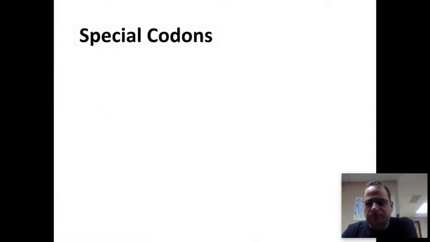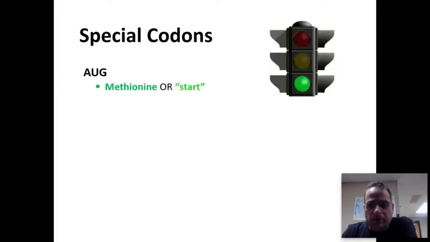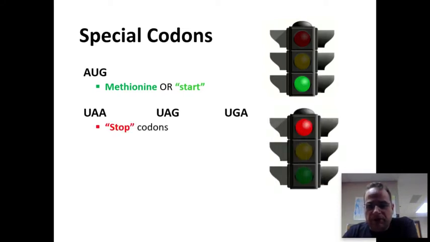Special codons. AUG, methionine, or start. The way I like to think of this is the green light at a stoplight, it means go. This means that the secret decoder ring and the amino acids will start making themselves. So UAA, UAG, and UGA are stop codons. These basically tell the machine to stop making everything. Stop! This acts like a period at the end of a sentence.